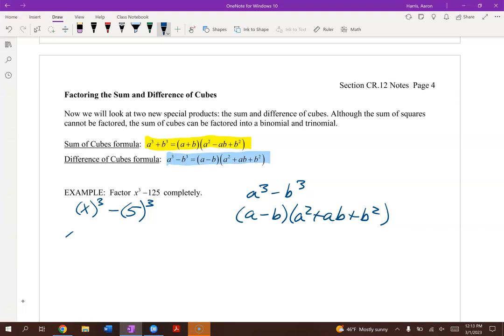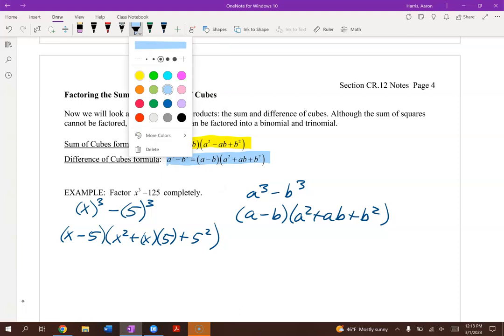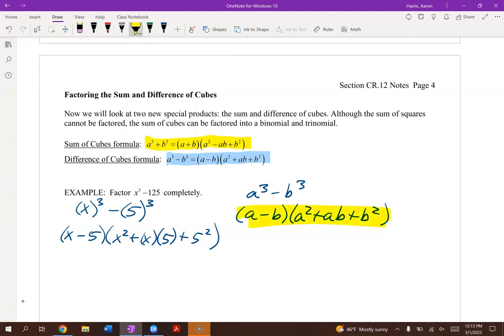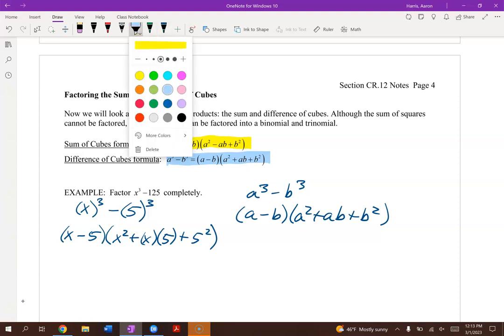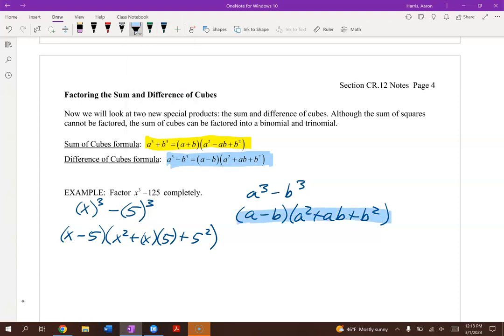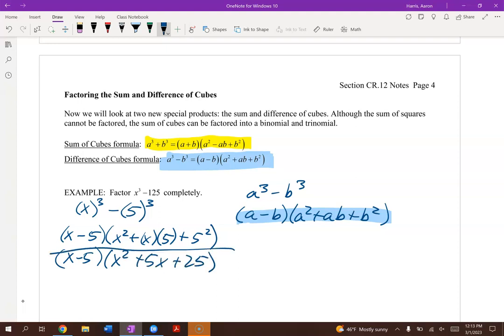So I'm going to go a minus b times a squared plus a times b plus b squared. Again, I'm just following this pattern right here, right? Or I guess I should have done that, and that was the blue one. It's the blue one right there, right? The blue one. And then we just clean it up. We're all done. We just factored that difference of cubes.